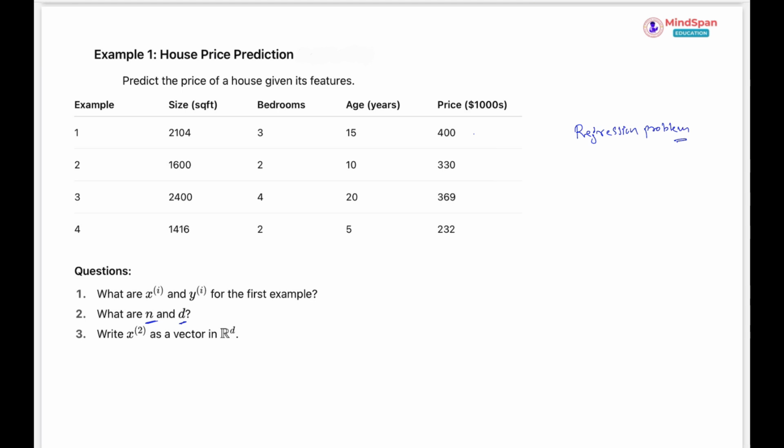And how many such examples do we have? So this is the feature of one house and this is the output of the first house. This is the feature and this is the price of the second house. This is the feature and this is the price of the third house. This is the feature and this is the price of the fourth house. So how many such examples do we have? We have 4 examples. So what will be n? n will be 4. What is d? d is the dimension of input, right? So what's the dimension of input?